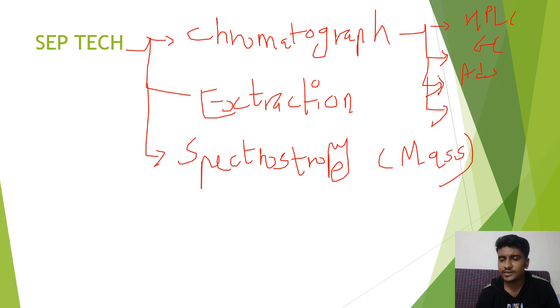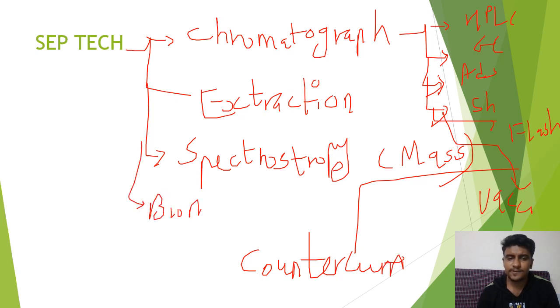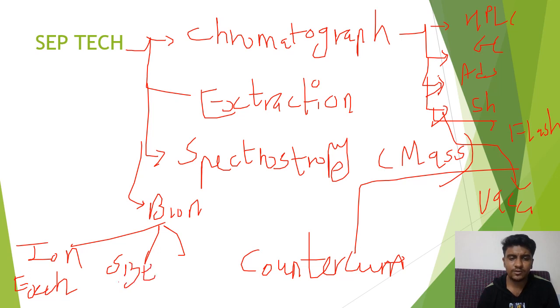Then there are hyphenated techniques like HPLC-MS, HPLC-MS-NMR. There are different techniques like short column chromatography, flash chromatography, vacuum chromatography, counter current chromatography. So these are different chromatographic techniques. And then there is separation of biomolecules. Biomolecules are basically separated by three techniques: ion exchange, size exclusion, and affinity chromatography. So why is this being taught?